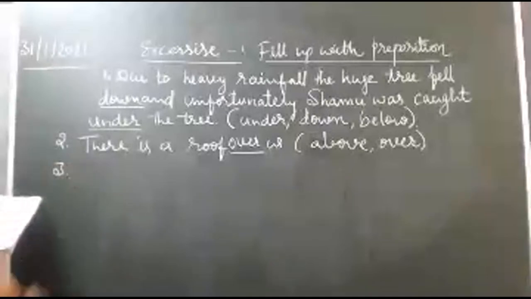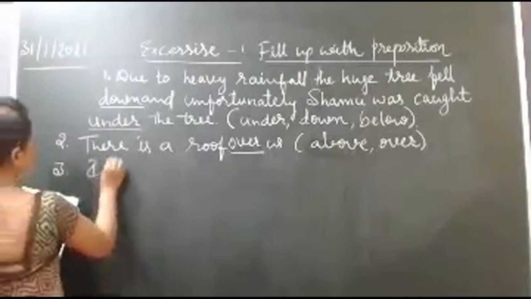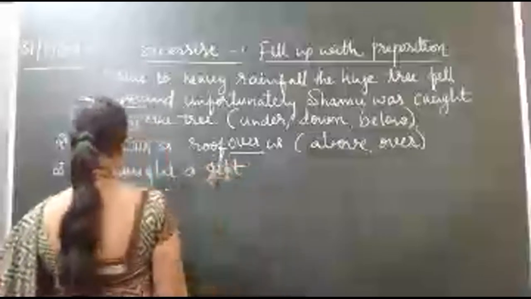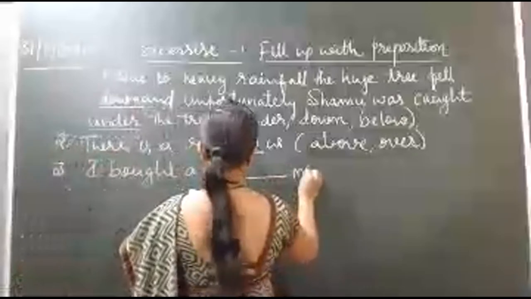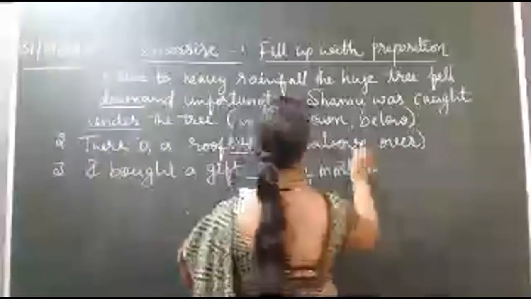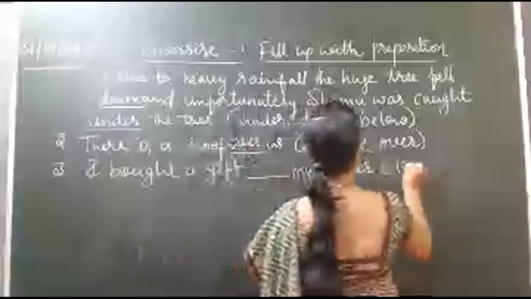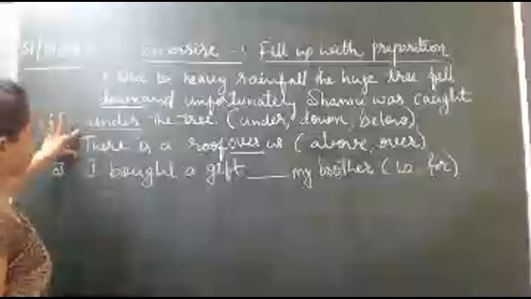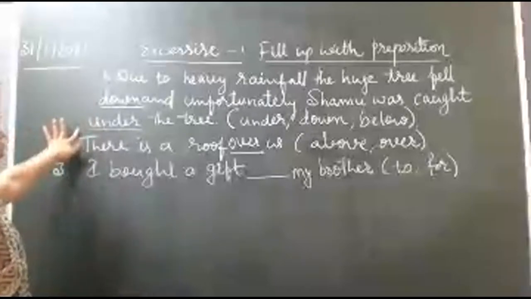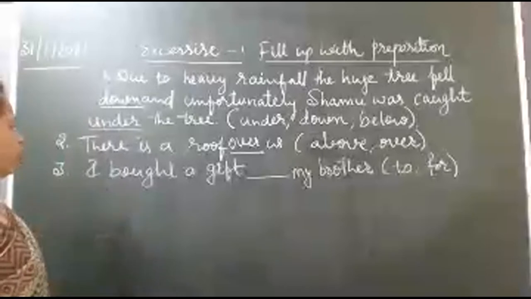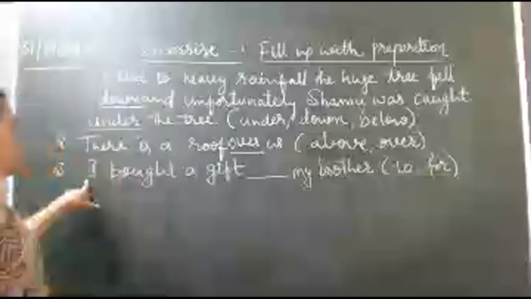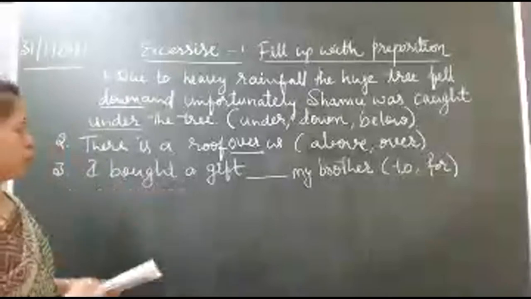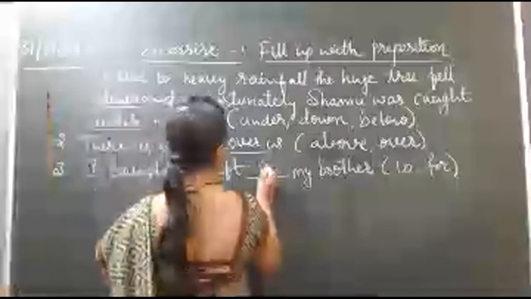Third answer: I bought a gift, dash, my brother. Preposition: to, for. Here you are showing a direction, and here you are showing the relationship between I and the brother. I may be a girl or a boy, and the relationship between these two is brother and sister or brother and brother. So the answer is: for my brother.